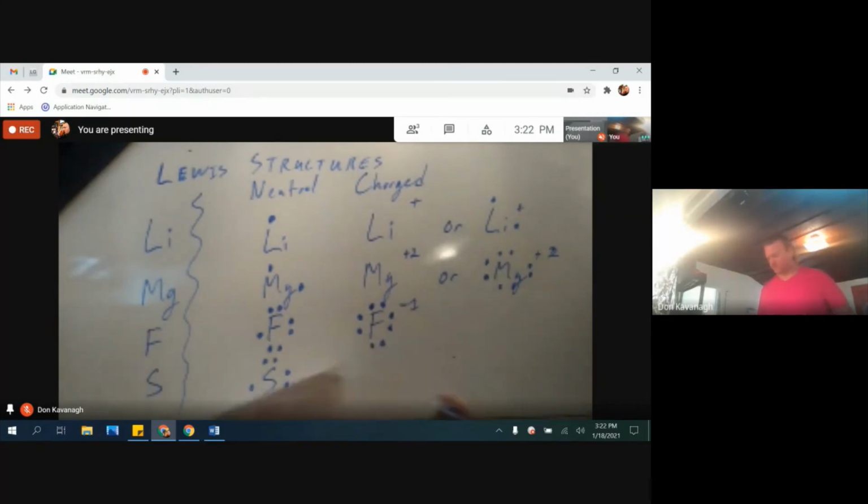Sulfur, our final example. Sulfur has 6 valence electrons. It's more likely to steal 2 and become -2 charged than it is to lose 6. So this is our picture of sulfur with its common charge of -2 after stealing 2 electrons.